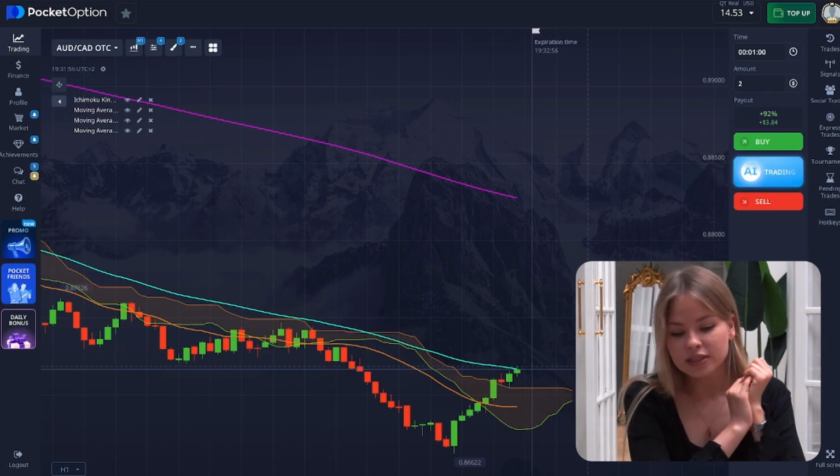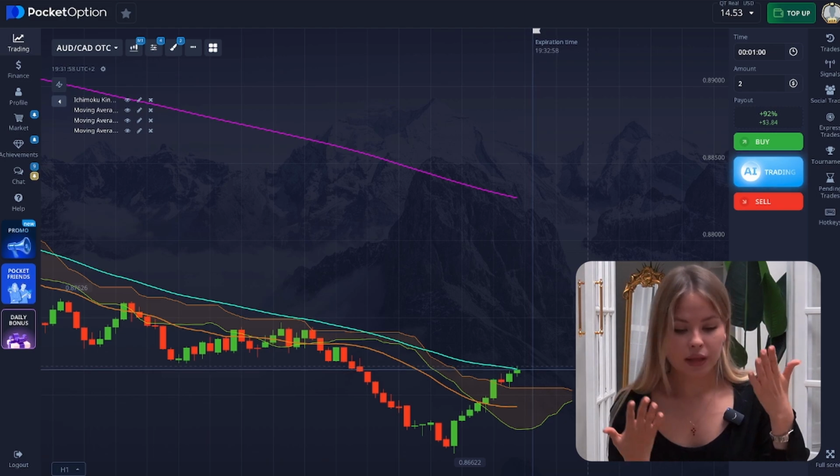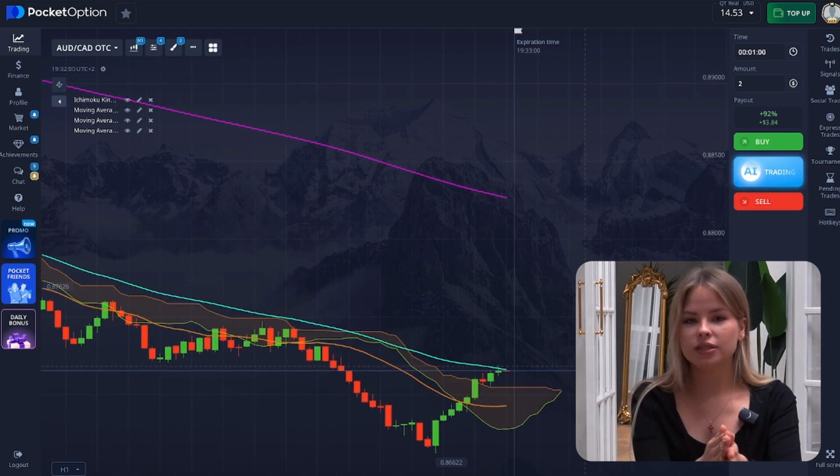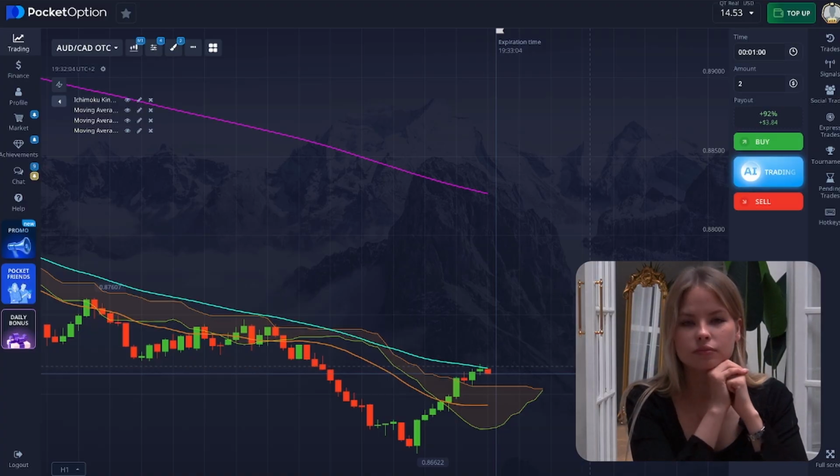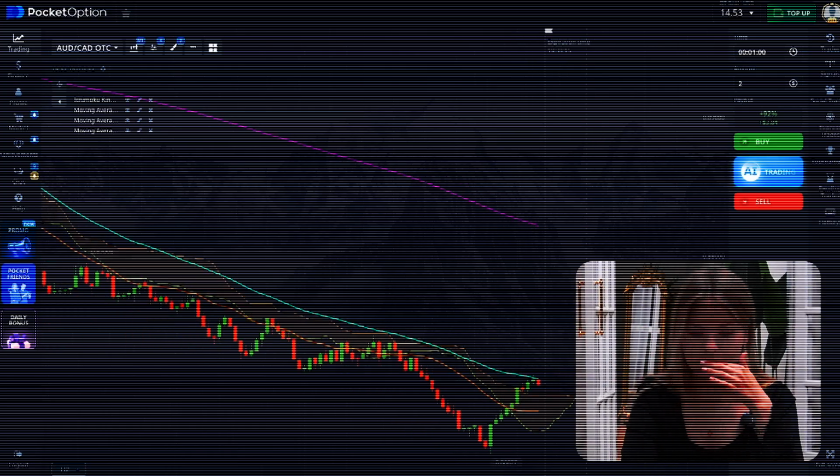So guys, you see that trading with my indicators is like reading an open book, and even a beginner can learn how to do it.